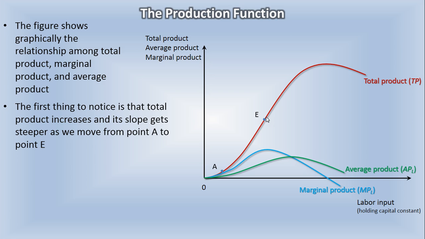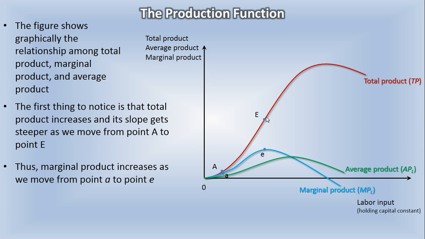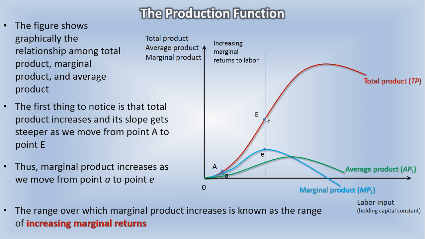So we're going to see diminishing marginal product past this point on the production function, which is our total product curve. So initially, marginal product increases as we move from point A to point E. The range over which marginal product increases is known as the range of increasing marginal returns. So again, over that initial amount of folks that are being hired, dividing up the tasks, specializing, the marginal product is increasing, and so we have increasing marginal returns to labor.